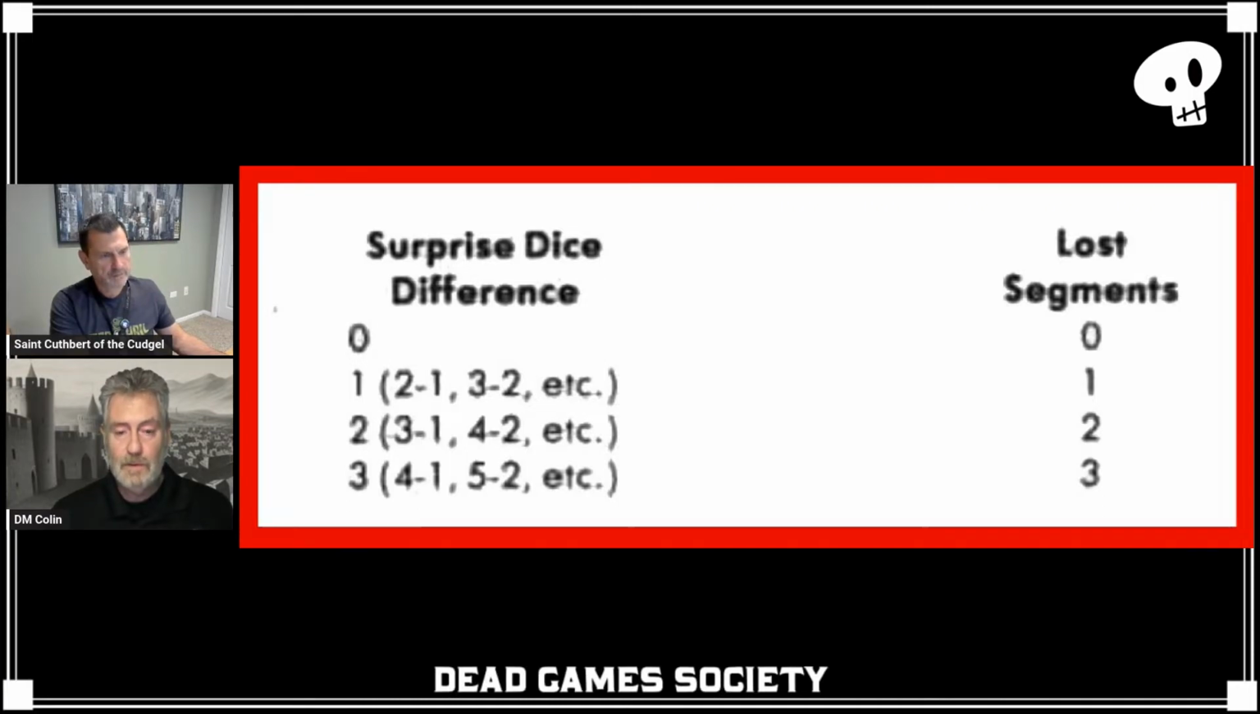So the PCs roll 6. We rolled high, and that determines when the monsters act. They act on segment 6, and the PCs will act on segment 3. Now, that's already confusing, Colin. And that is exactly how it's written in DMG page 65. So it is a little weird, right?